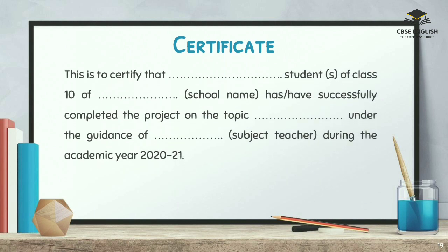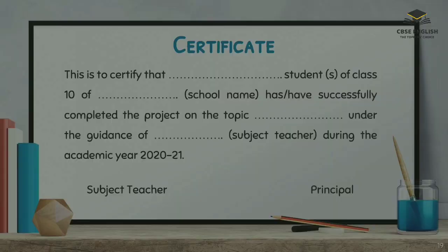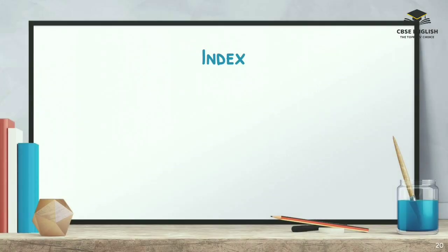It should be like this. This is to certify that student or students of class 10 of dash dash school name, it should be written here, has or have successfully completed the project on the topic dash under the guidance of, here name of the subject teacher, during the academic year 2020-21, and below subject teacher signature and signature of principal. Next page, index should be there.